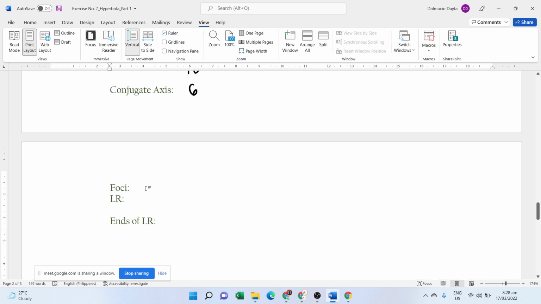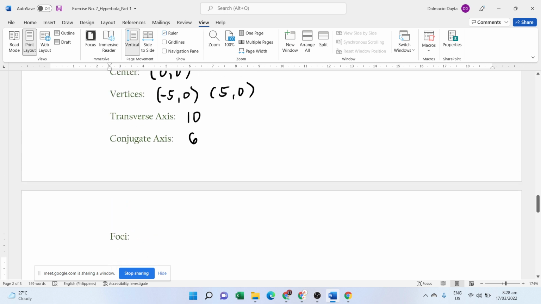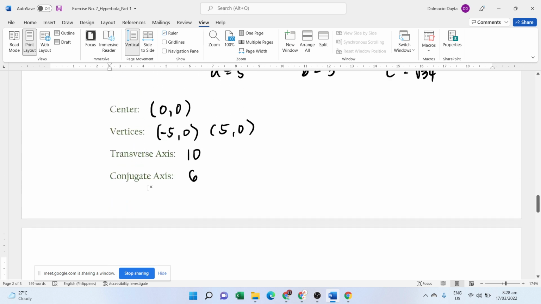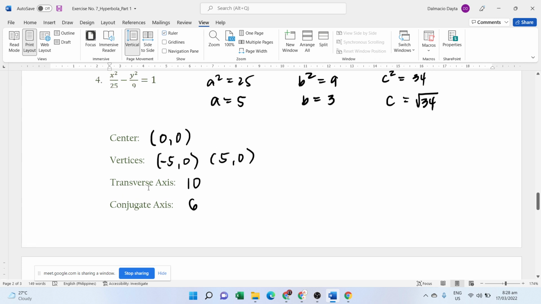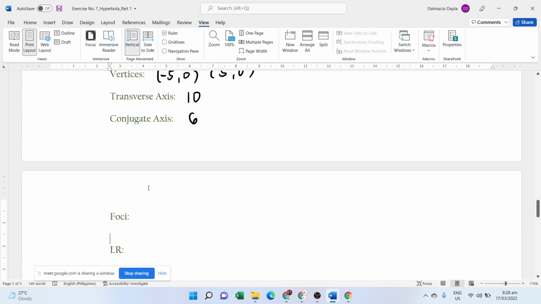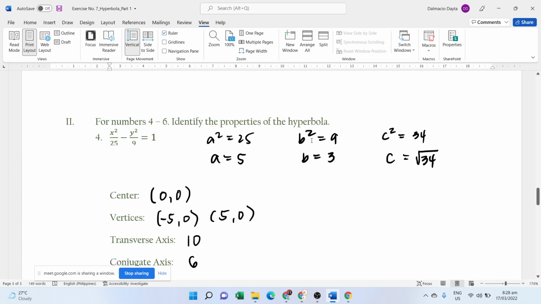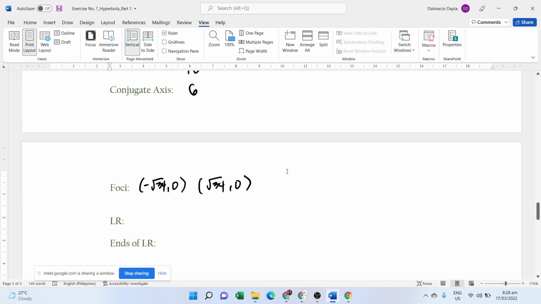Next, foci. The foci is collinear with the vertices and the center. And since c is square root of 34, on the left branch, the focus is at negative square root of 34, 0. Okay? And at the right branch, the coordinate of a focus is square root of 34, 0. LR is still 2b squared over a, and b squared is 9, so we have 18 over 5.